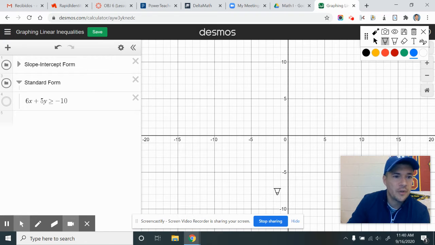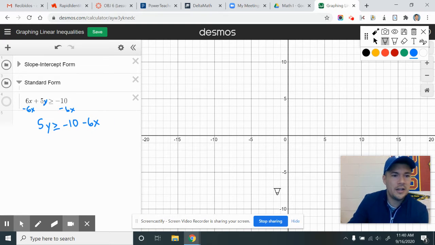So here's what we're going to do. Remember, slope-intercept form basically has y by itself. So we want a y by itself. So what we're going to have to do is manipulate the left side of this expression to where we solve for y. So this is actually a two-step process. It's not too bad. So I start by taking away the x term from both sides. So that leaves me with 5y is greater than or equal to negative 10 minus 6x.